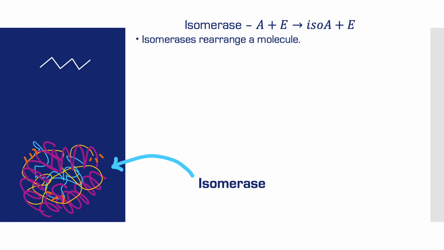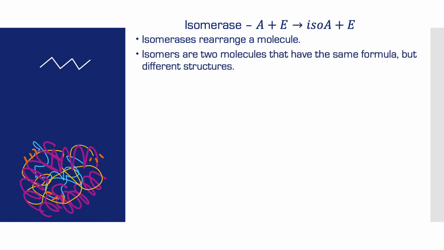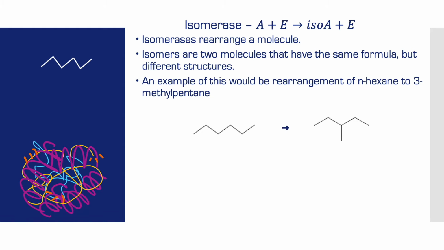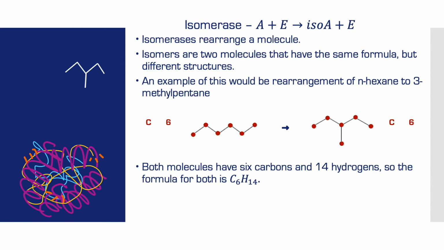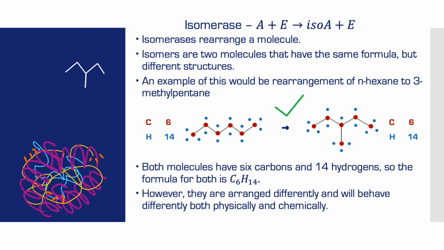Isomerase. Isomerases rearrange a molecule. Isomers are two different molecules that have the same formula but different structures. An example of this would be rearrangement of n-hexane and 3-methylpentane. Both molecules have 6 carbons and 14 hydrogens, so the formula for both is C6H14. However, they are arranged differently and will behave differently both physically and chemically.